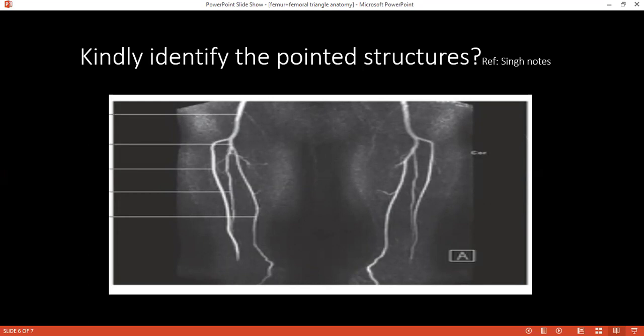Again, it's the same question. In which situations or conditions would you ask for this imaging? In suspected ischemia. Or embolism or suspected ischemia. Yes.